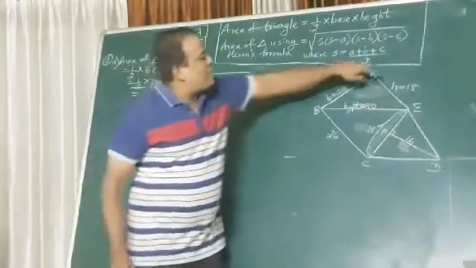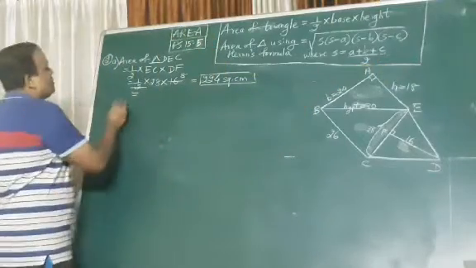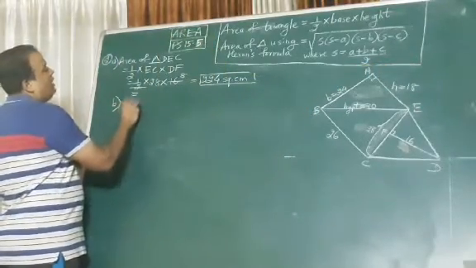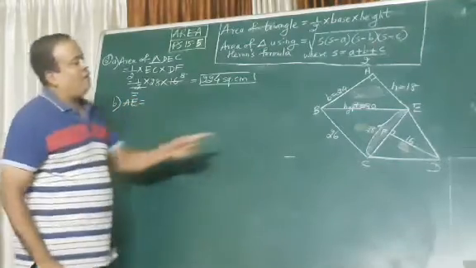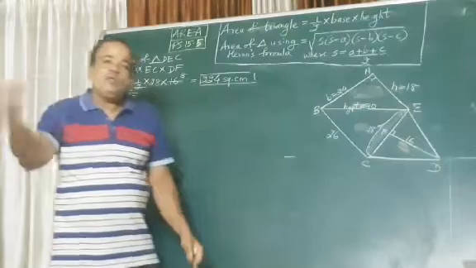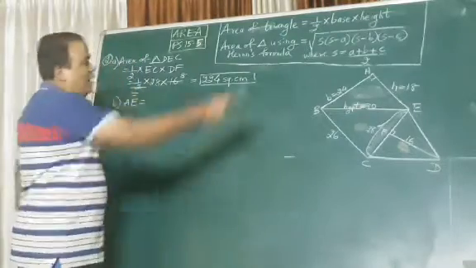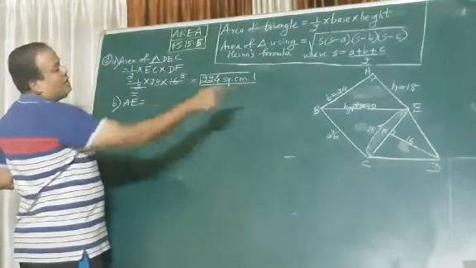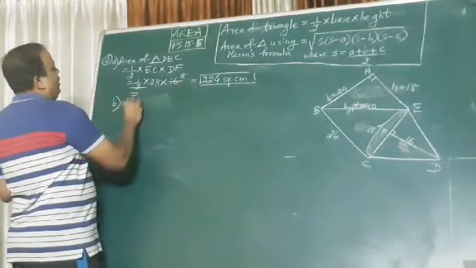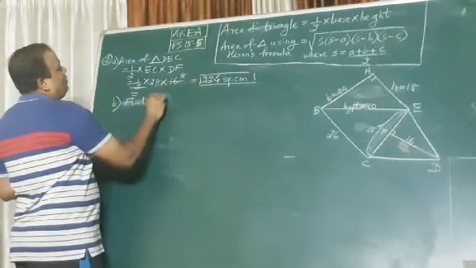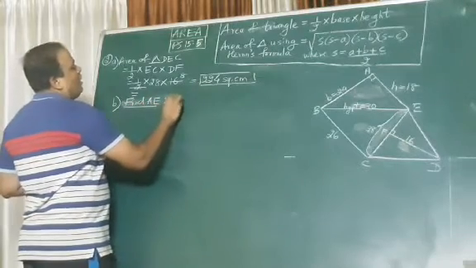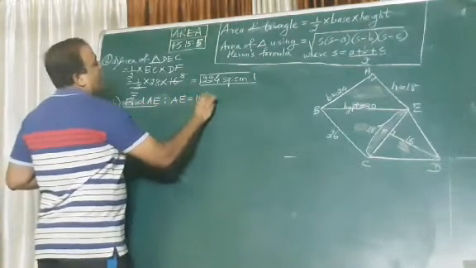Now I got the base and I got the height. Clear? So the second thing, you have to find the side AE. How did I get side AE? I subtracted the squares and took the square root. And how much did I get? My height AE is 18 centimeters. So next I am writing here, find AE. And what is my AE? I got AE as 18 centimeters. I did it mentally, okay?